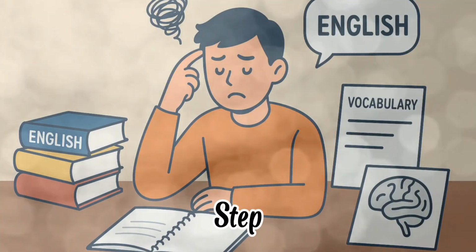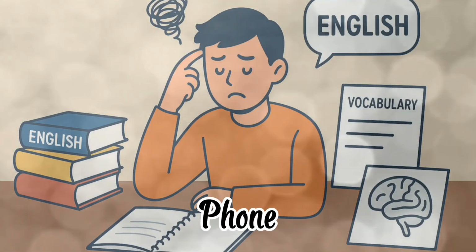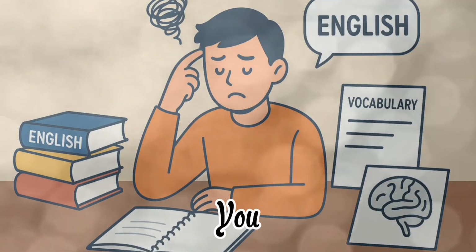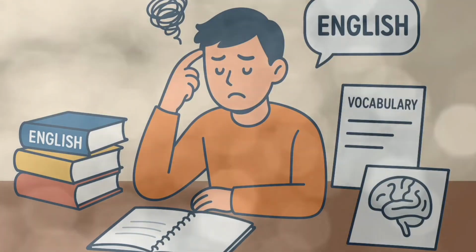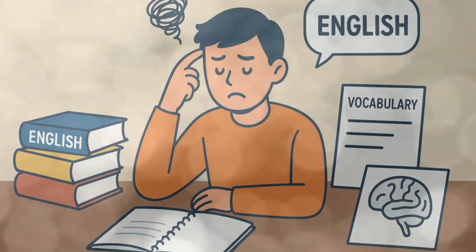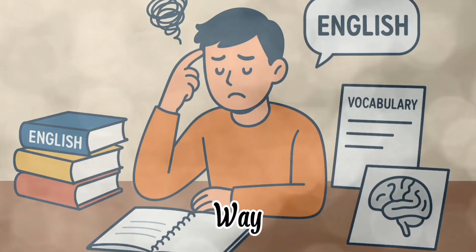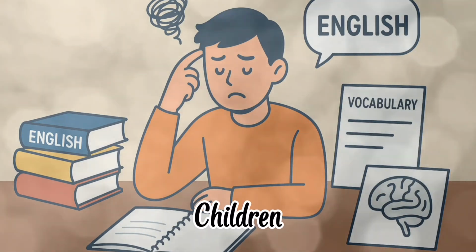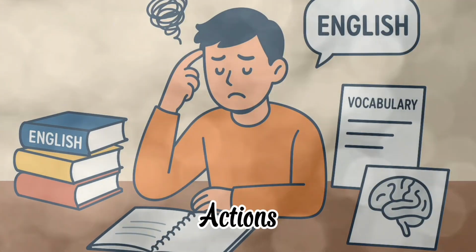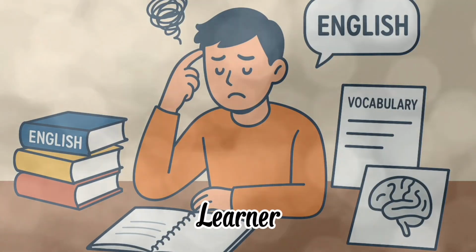Another powerful step is to name everything around you in English. When you look at your phone, say phone. When you see your bed, say bed. When you pick up a cup, say cup. It sounds too simple, but it's incredibly powerful. You're teaching your brain to link objects with English words, the same way a child learns their first language. Children don't translate. They associate words directly with objects and actions. That's the secret you must rediscover as an adult learner.